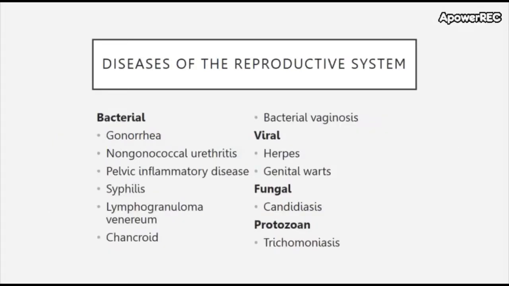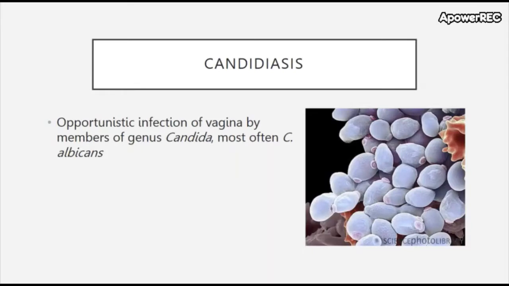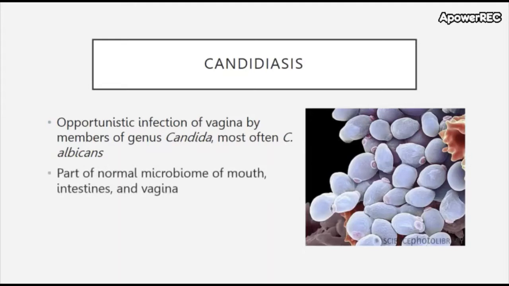Okay, next on the list are fungal infections. We're going to zero in on candidiasis. This is an opportunistic infection of the vagina caused by members of the genus Candida, most often Candida albicans. This is a pretty common infection. About 75% of women experience this in their lifetimes.